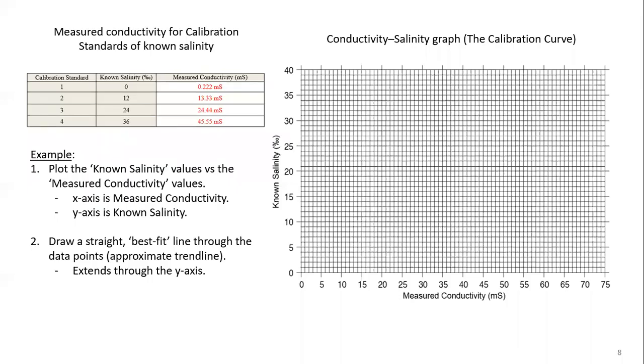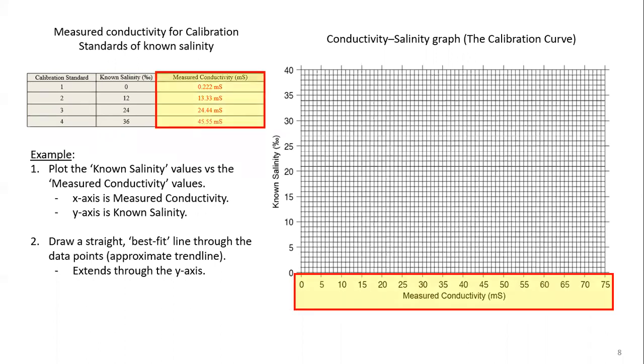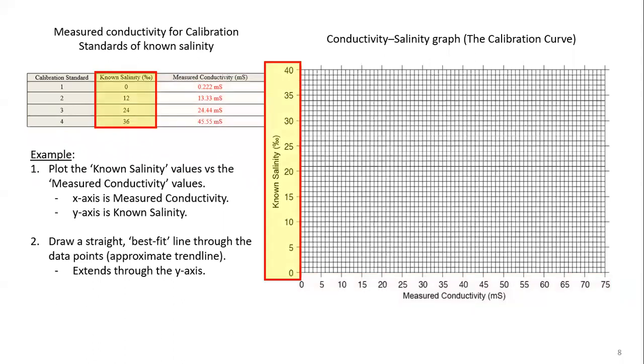Now that you've collected your data for the calibration standards, let's walk through an example of how to construct a calibration curve. Let's use the example data listed in the table. First, plot the known salinity values versus the measured conductivity values onto the graph, where the x-axis is your measured conductivity and the y-axis is your known salinity, and then plot the points.